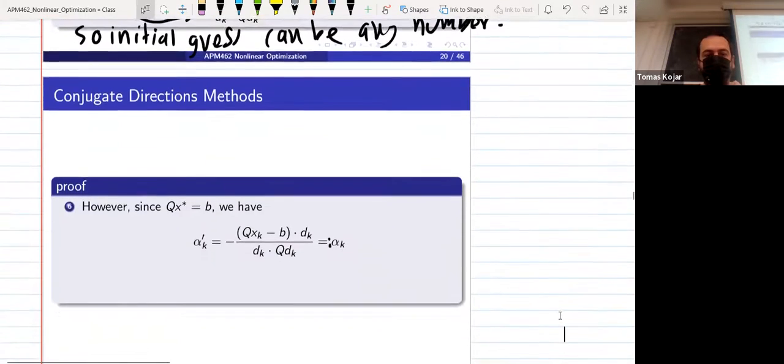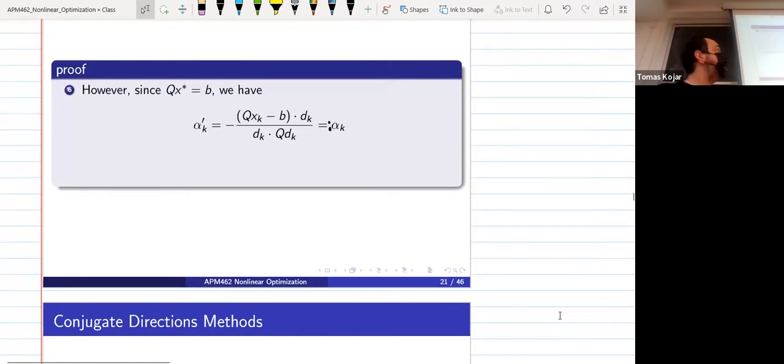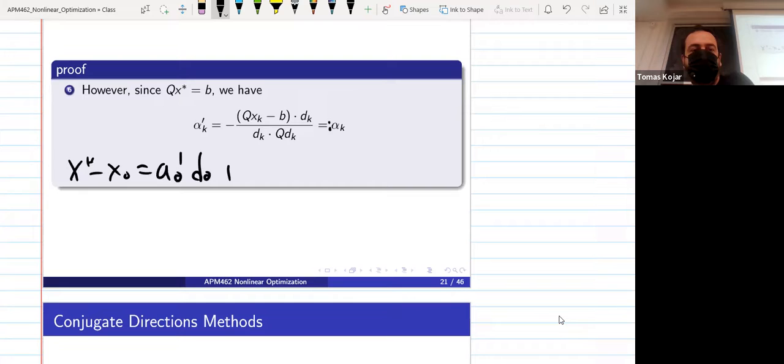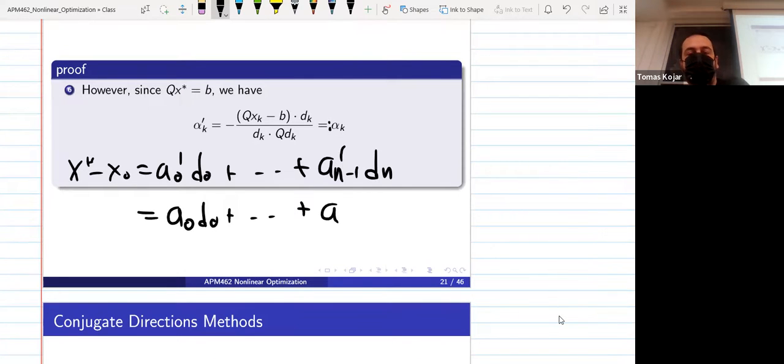All right, what else? So I started with X0, remember? So I started with X star minus X0 given by A0 prime D0 through AN minus 1 prime DN. And I showed that in fact, these are just the usual coefficients of conjugate descent or conjugate directions. So that's the beauty of this method. X0 is irrelevant and X star naturally got encoded. Good.